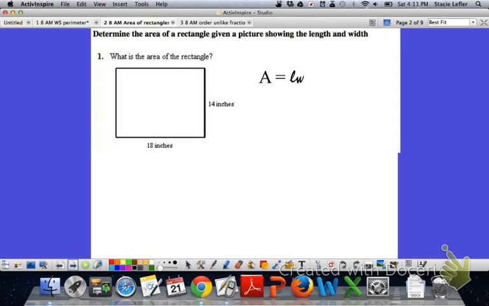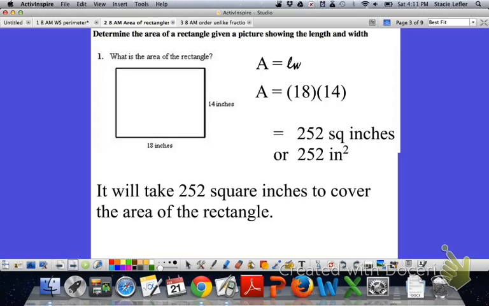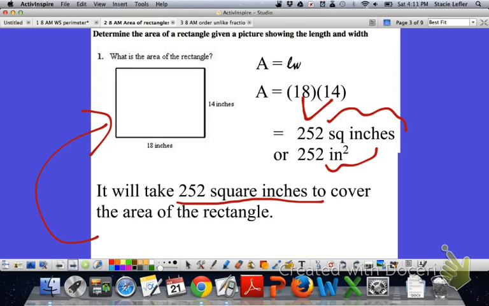What's the area of this rectangle if the length is 18 and the width is 14? So for area, you're taking length times the width. 18 times 14 is 252. And a really important point here is that we found the square inches, or inches squared. So it's going to take 252 square inches to cover the area of this rectangle. Remember, you're counting all the little squares that cover that surface.